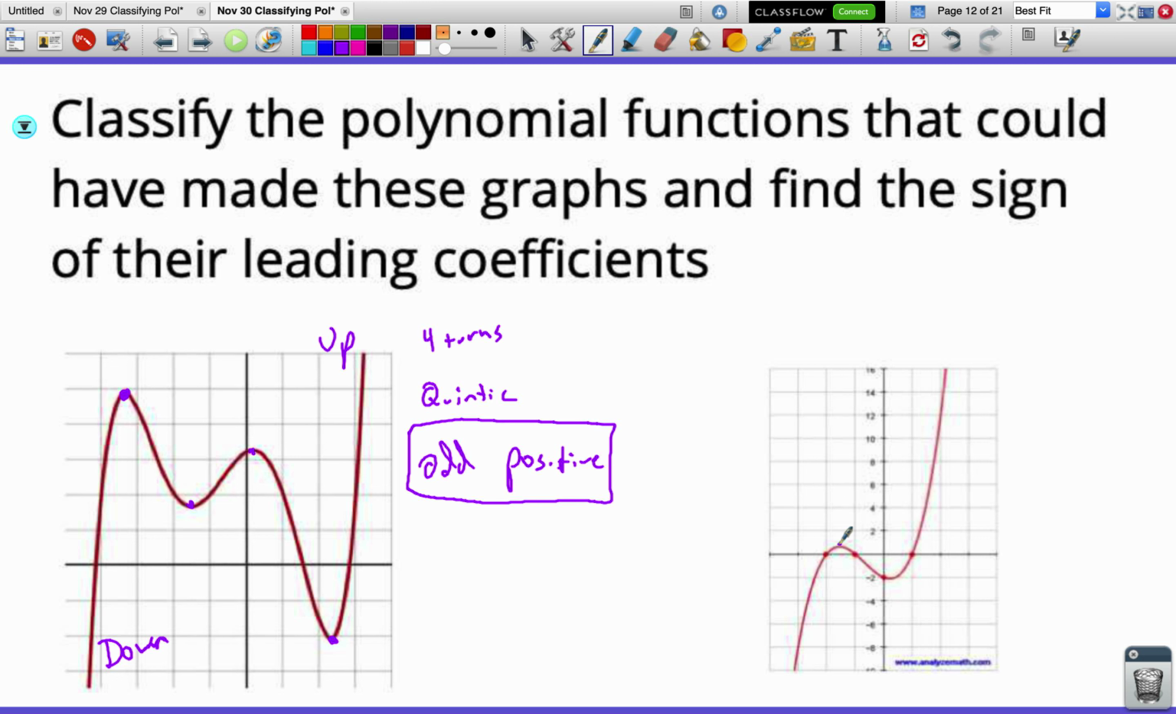All right, next one, I see 1, 2 turns, meaning that the lowest degree it could be would be a 3rd degree. So this is probably cubic. 3rd degree is cubic. It has down, up end behavior as well. So it's also positive leading coefficient. We'll say odd positive, even though cubic implies the odd part.